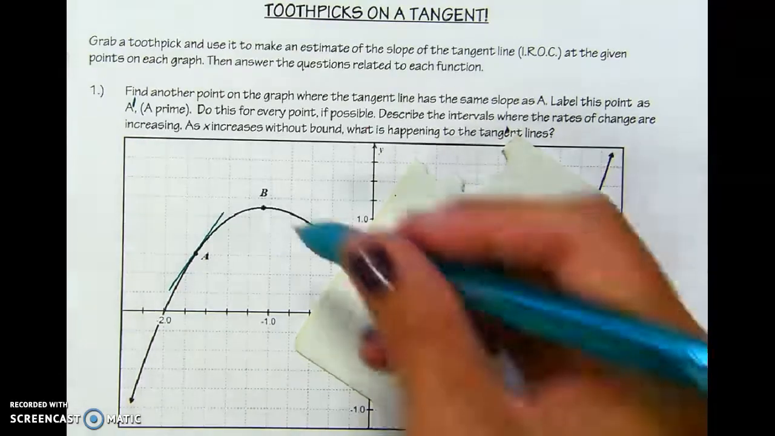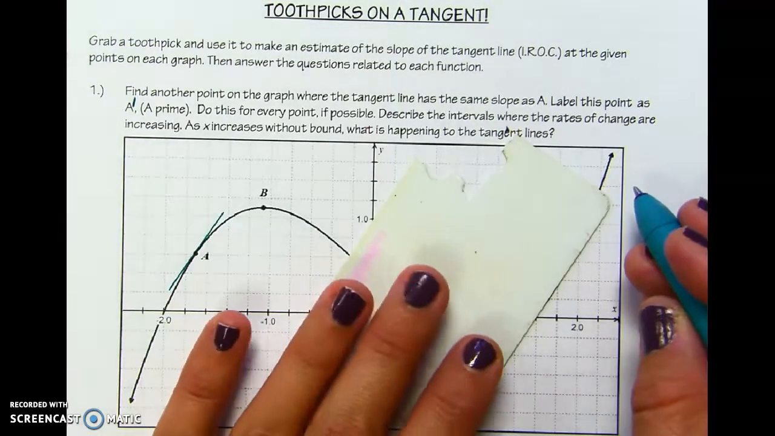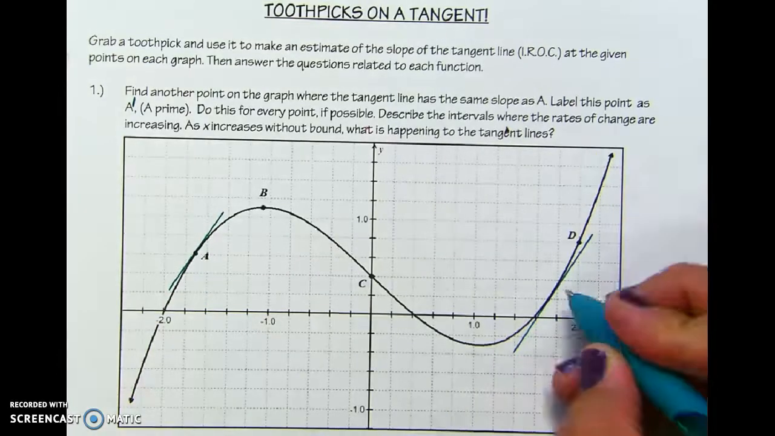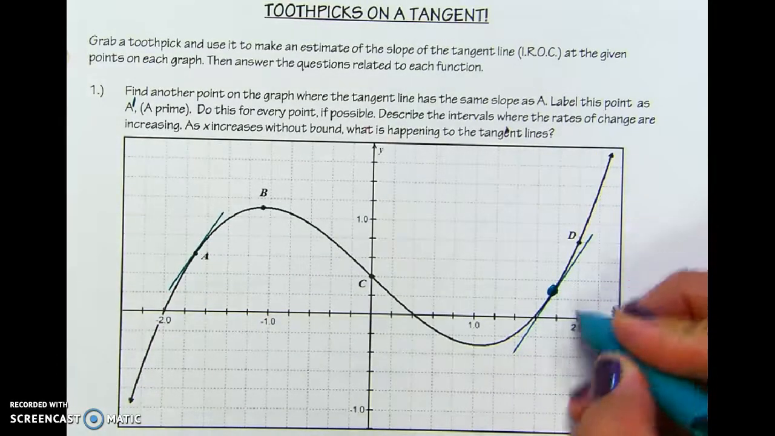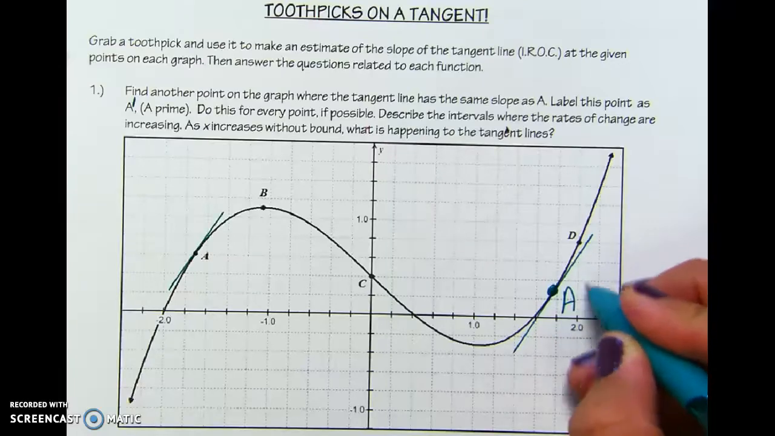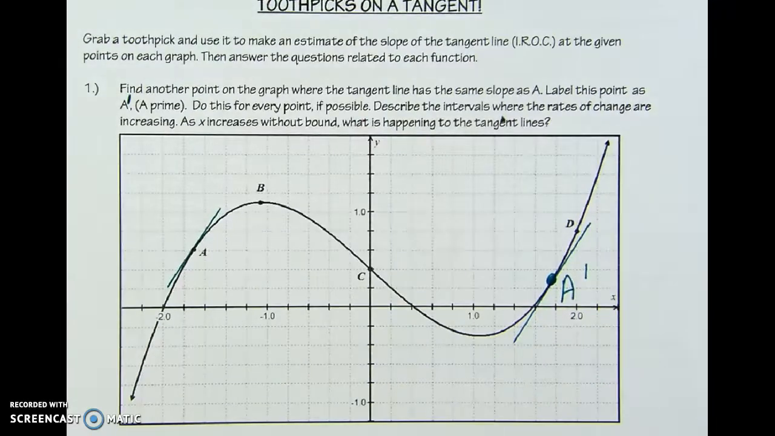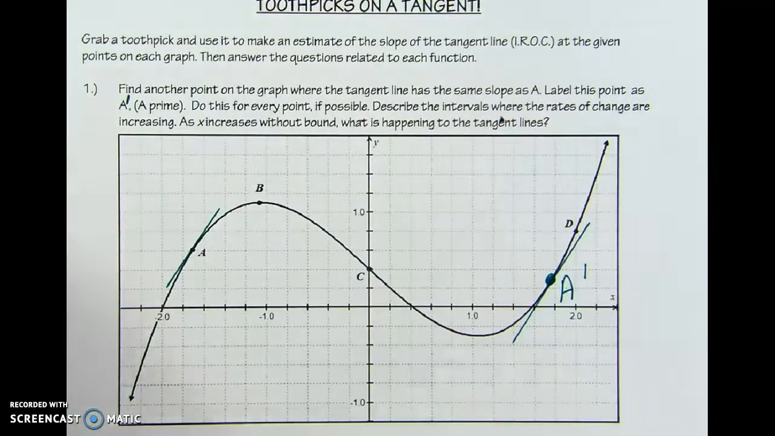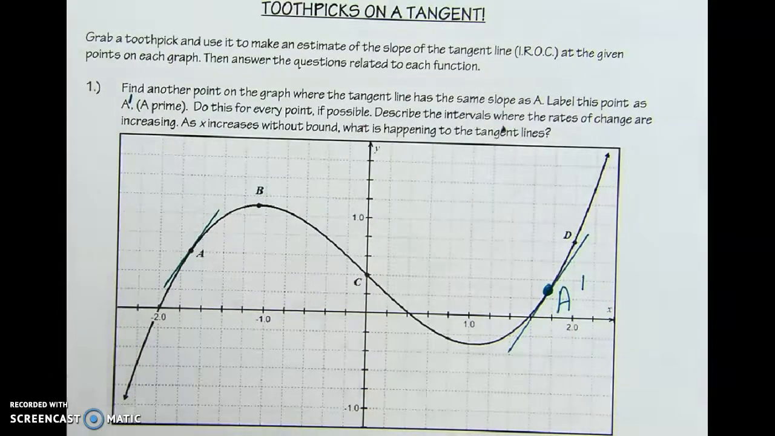It's not going to be B, C, or D. It means just a random point. Like that? What do you think? Somewhere around there. A prime. Are they the same? Okay. Now we're going to do this for every point if possible. Okay, what's the tangent line at B?